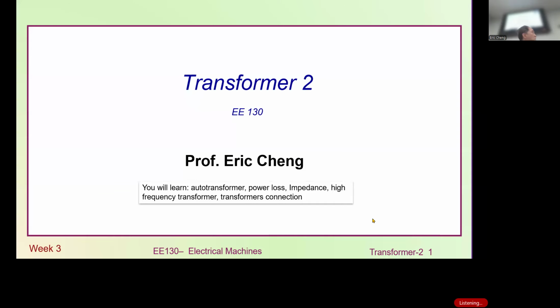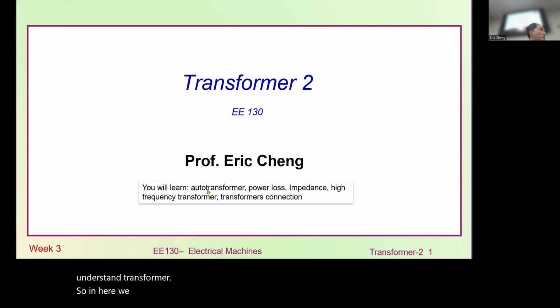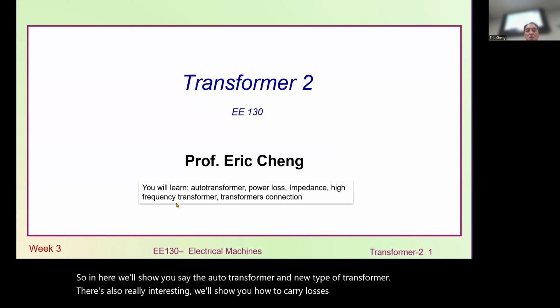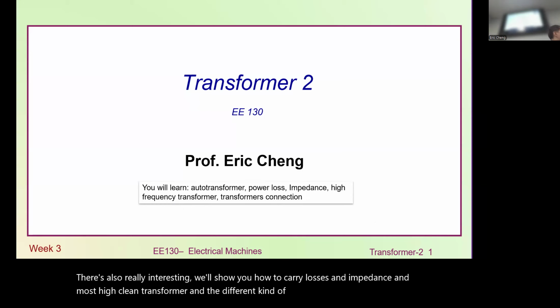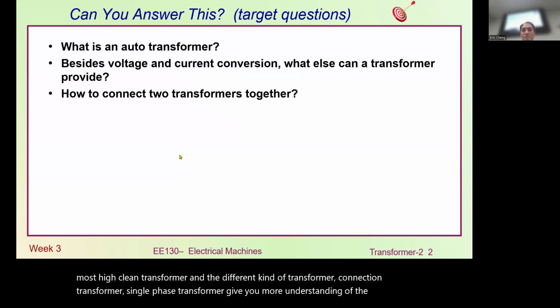So the next section for the transformer topic, we try to go into a more practical way to understand transformers. Here we show you the auto transformer, a new type of transformer that's also really interesting. We will show you how to calculate losses and impedance, high-frequency transformers, and different kinds of transformer connections, three-phase transformers, and single-phase transformers, to give you more understanding of the practical transformer.